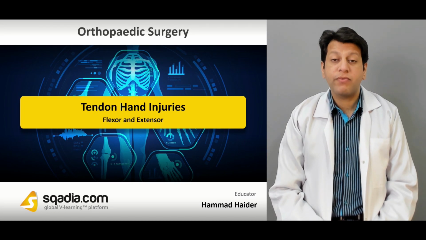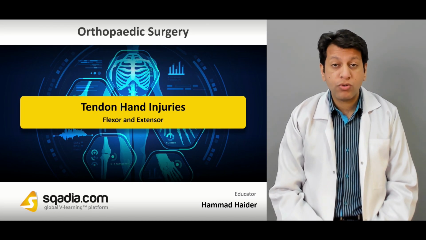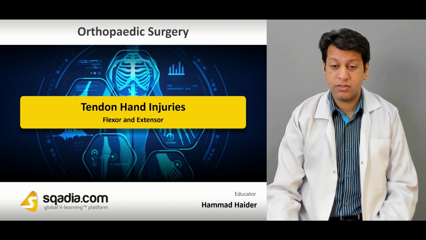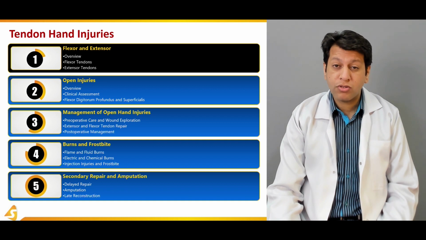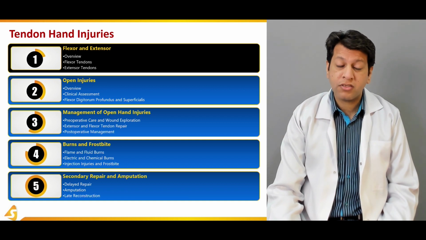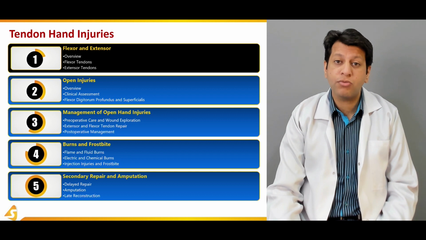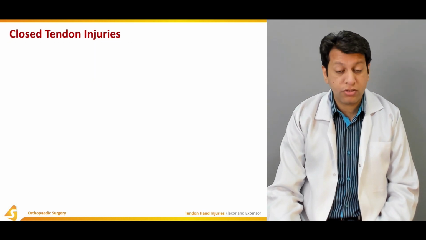Now, moving on to our first section, that is the closed flexor and extensor tendon injuries. We'll be in this section briefly going through its overview. Flexor tendon injuries: what are the causes of closed flexor tendon injuries, as well as extensor tendon injuries, which can happen to the hand, excluding trauma.